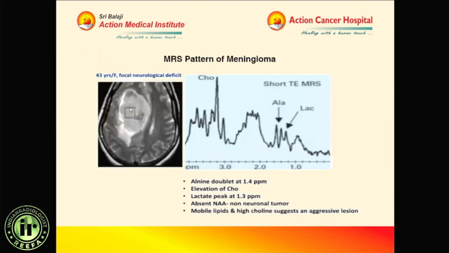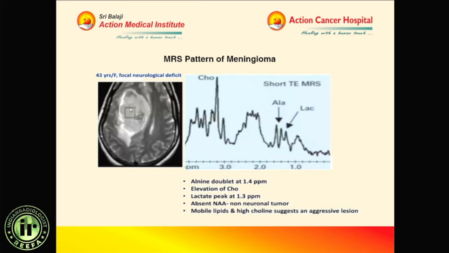Now MRS pattern of meningioma, we can see here there is an intraaxial enhancing lesion. So when we put spectro, what do we see? We see alanine doublet at 1.4 ppm, elevation of choline, lactate peak and absent Na at 2.0.